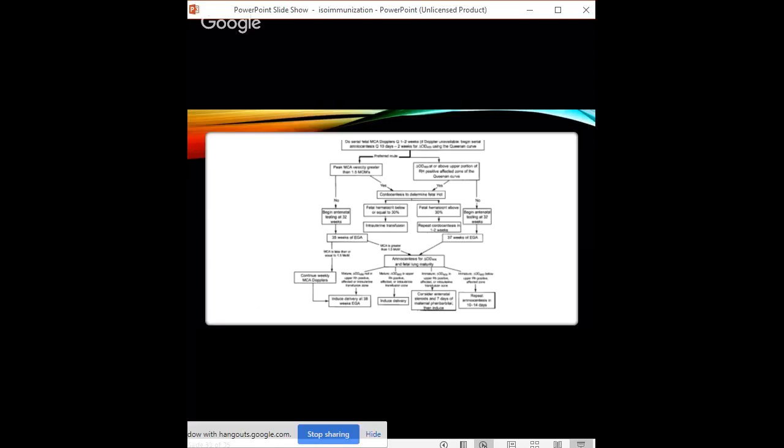So the peak middle cerebral artery velocity is what is preferred, and if it is greater than 1.5 MOMs, you do cordocentesis to determine your fetal hematocrit. And if your hematocrit is less than 30, that is an indication for your intrauterine transfusions. And if it is above 30%, you repeat in 1 to 2 weeks.